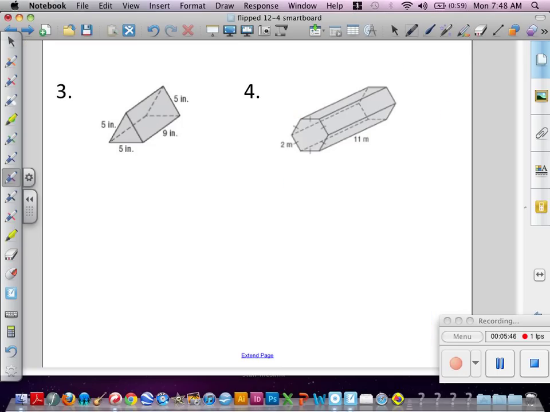Let's move on to example number 3. Again, I'm looking for the volume. So remember, your volume is your base area times the height of the prism. And so the first thing you need to do is figure out, what does your base look like?